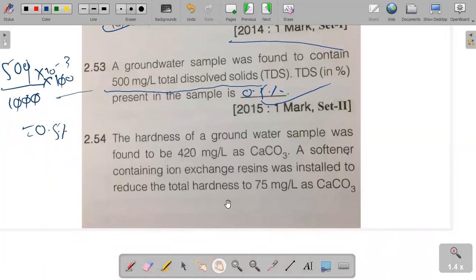And let's move on to the next question. The hardness of a groundwater sample was found to be 420 milligram per liter as CaCO3, and a softener containing ion exchange resins was installed. The total hardness was reduced to 75 milligram per liter as CaCO3. Basically, in this question, the hardness of the groundwater sample is found to be 420 milligram per liter as CaCO3. Then we add a softener containing ion exchange resins, and our total hardness is reduced to 75 milligram per liter as CaCO3.